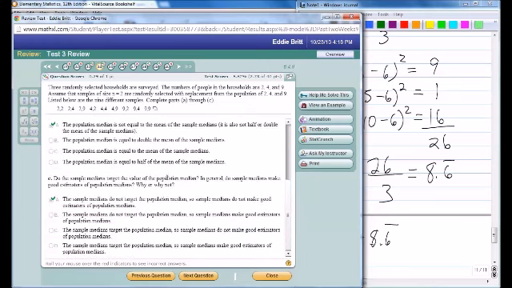Do sample medians target the value of the population median? No, they do not. Do they make good estimators? No, they do not. That makes them a biased estimator. Okay.